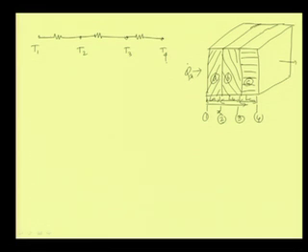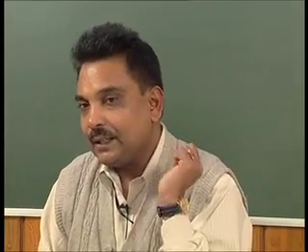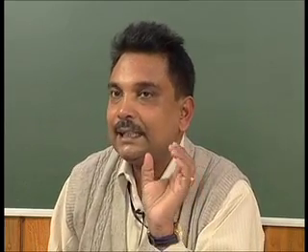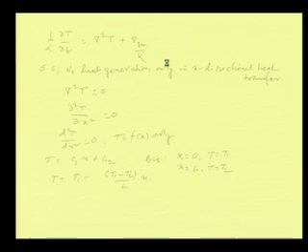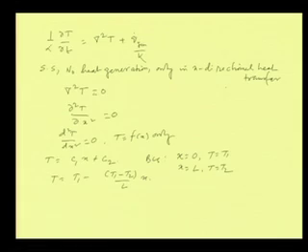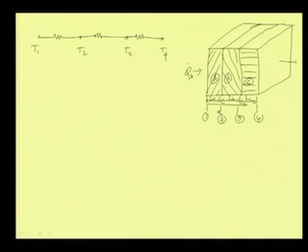We have seen the resistance is L by K into A. L is the thickness, K is the thermal conductivity, and A is the area of heat transfer. So, under this situation the resistance we can write as L_A by K_A into A, where K_A is the thermal conductivity and A is the area.